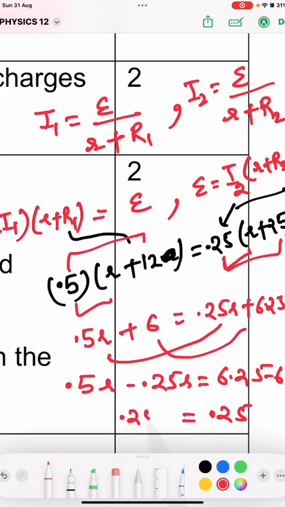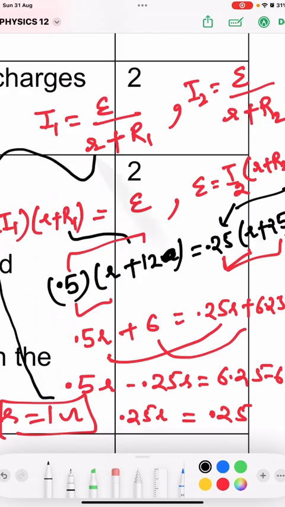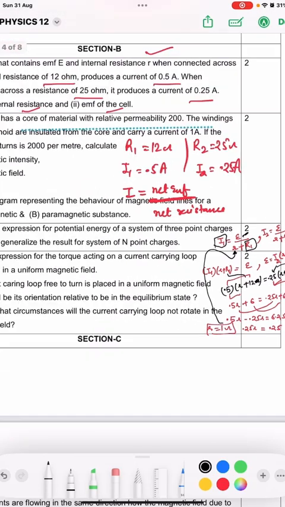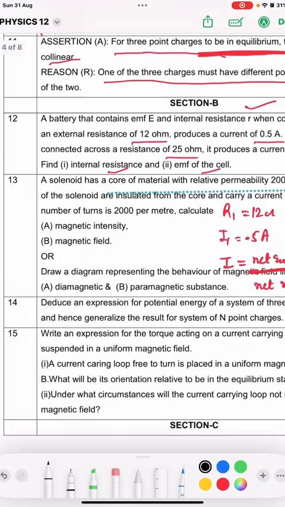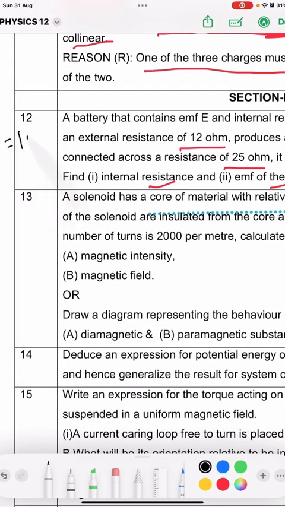And what is left from here? 0.25 R. So R is 1 ohm. So internal resistance could be found. And internal resistance you can put in the formula of EMF. Like here, this internal resistance you can substitute here. And you can substitute I1. And you can substitute external resistance. So you will find out the EMF as well. So that EMF will come about to be 6.5 volt. So the answer is internal resistance is 1 ohm and EMF is 6.5 volt.